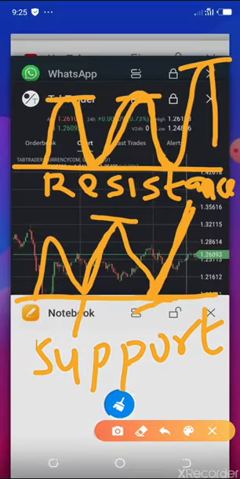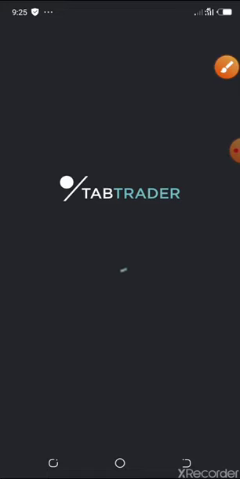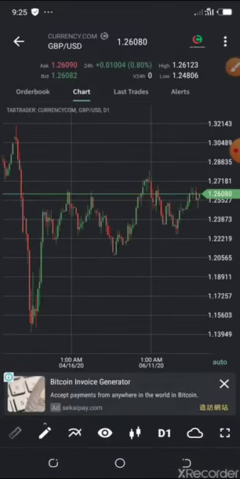So let's go to our chart. Tab Trader. Support and resistance occurs in any time frame.